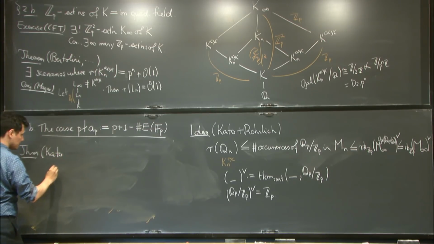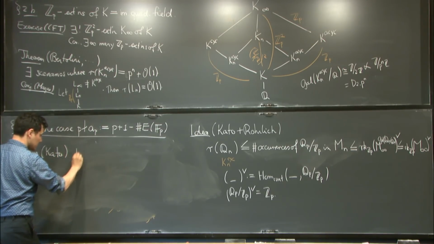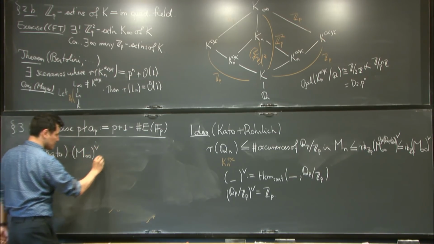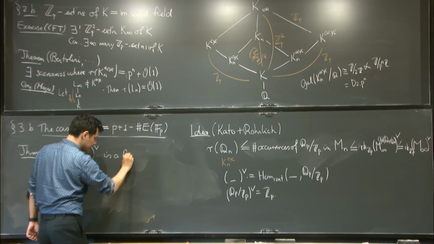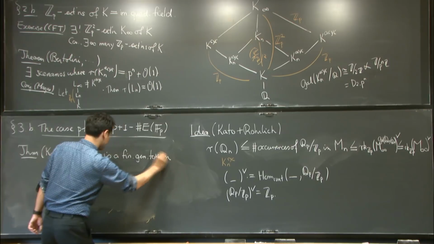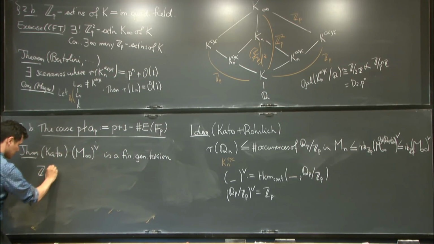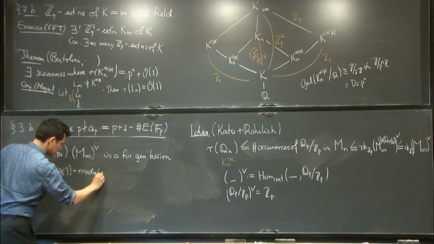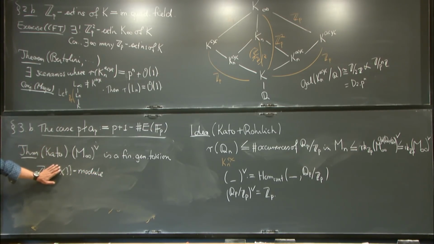Kato proved that the dual of M infinity is a finitely generated torsion ZPX module. Step back and pretend that I wrote Z module instead of ZPX module. This would be saying that M infinity dual is a finite abelian group. So it's the ZPX module theoretic analog of finite abelian group.